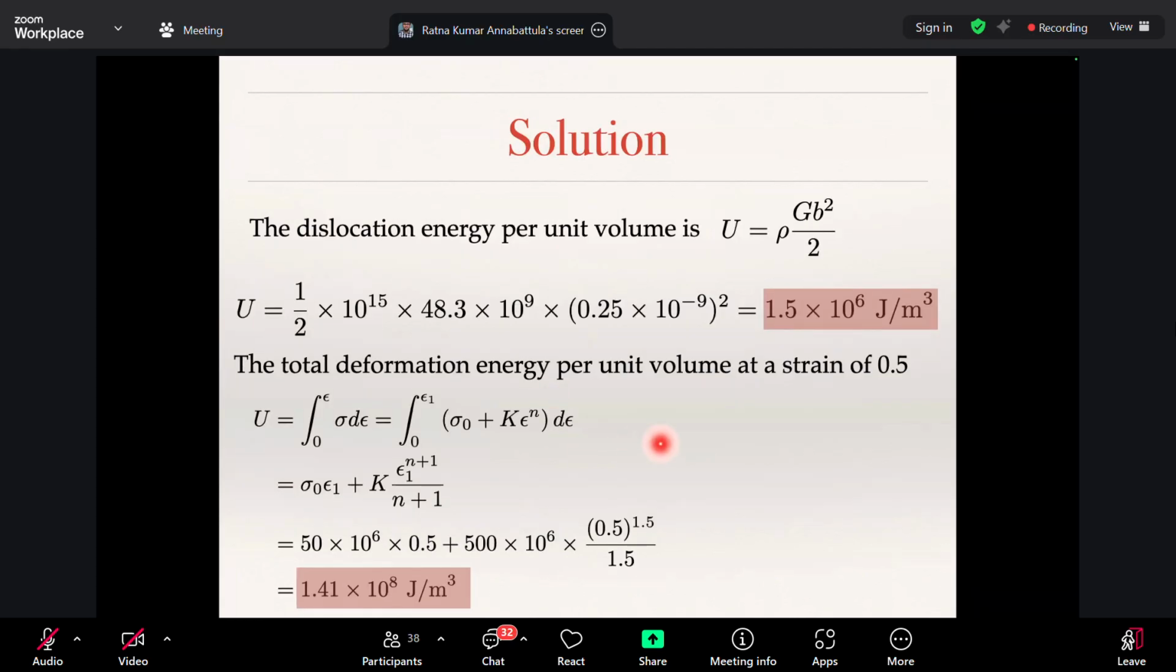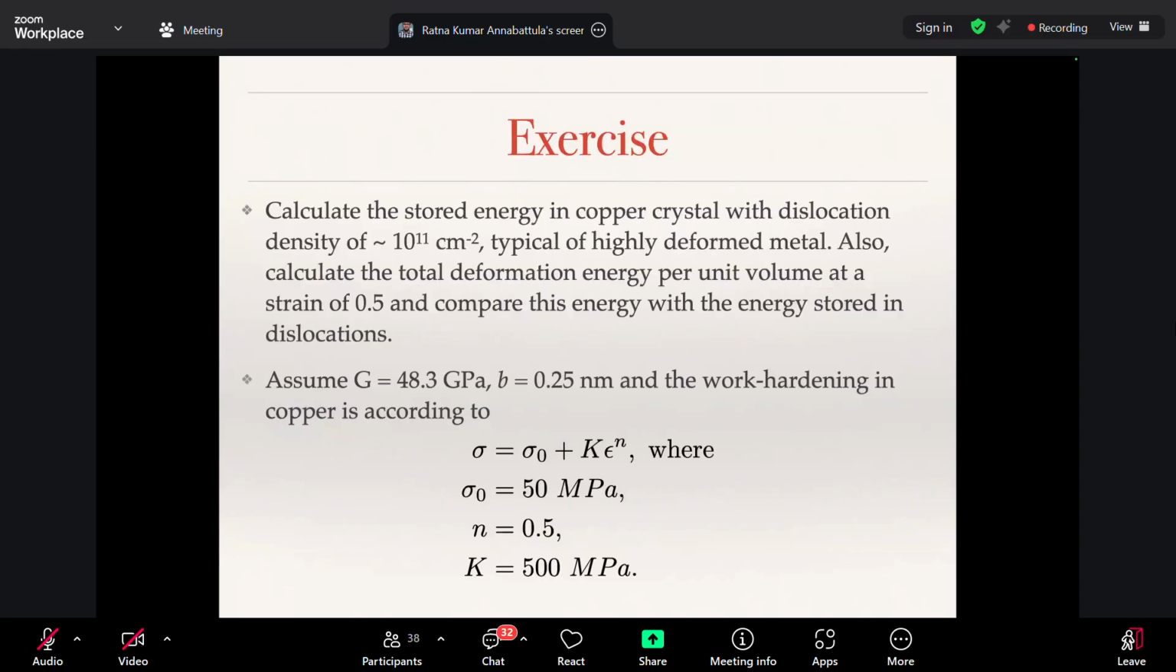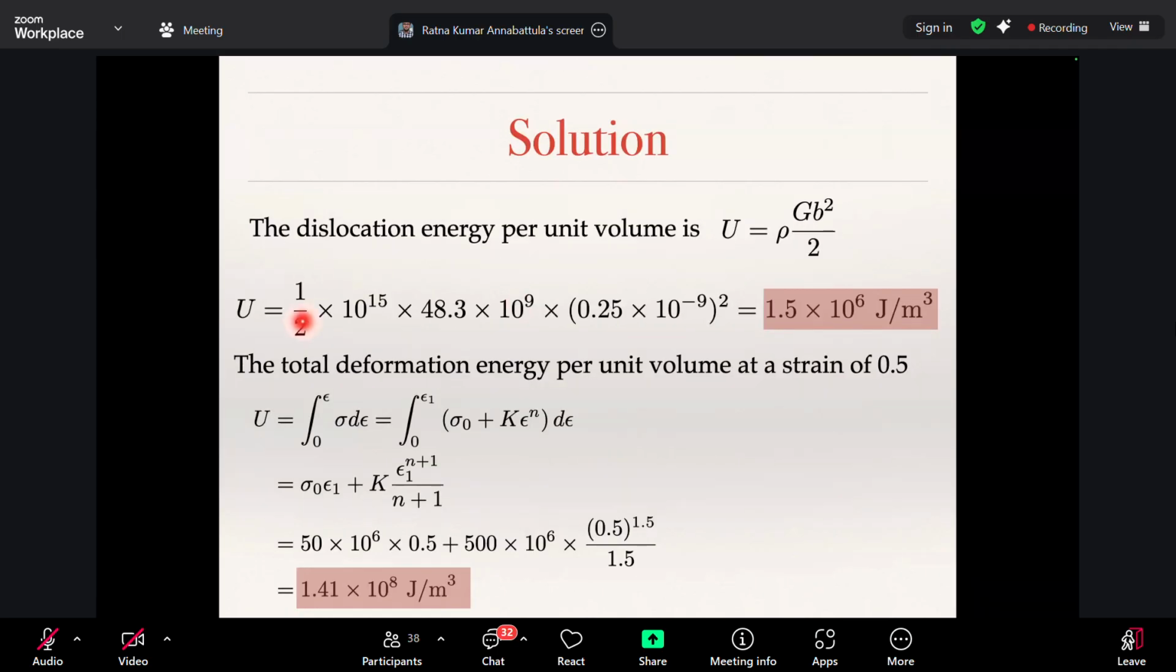So the dislocation energy per unit volume is given by half rho G b square. We have seen that G is the shear modulus, b is the Burgers vector. So the total dislocation energy per unit volume is 1.5 into 10 power 6 joule per meter cube. What is the total deformation energy? Because you are straining a material up to 0.5 strain. So integral sigma d epsilon will be total strain energy or deformation energy in the material. Sigma is given by sigma naught K epsilon power n, where epsilon is the strain. When you do that, you get 1.4 into 10 power 8 joule per meter cube.